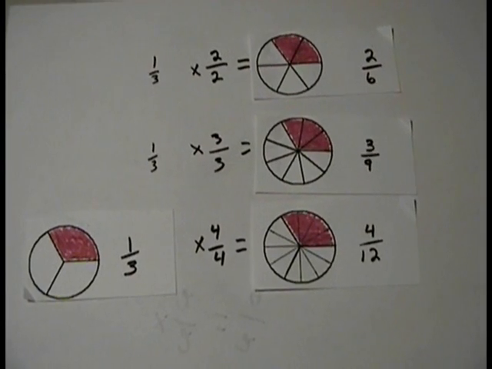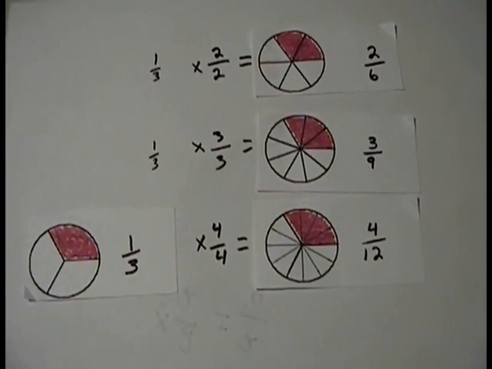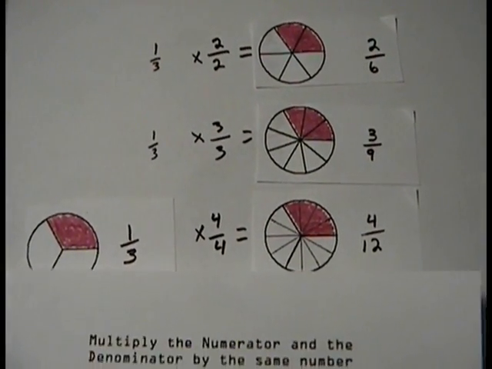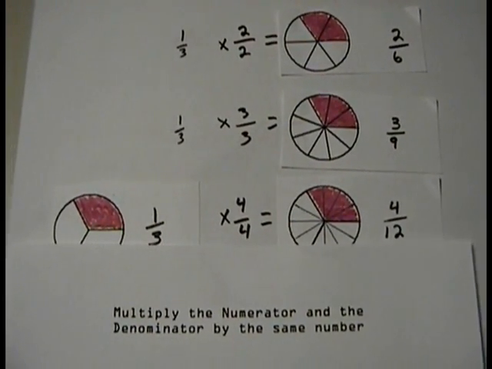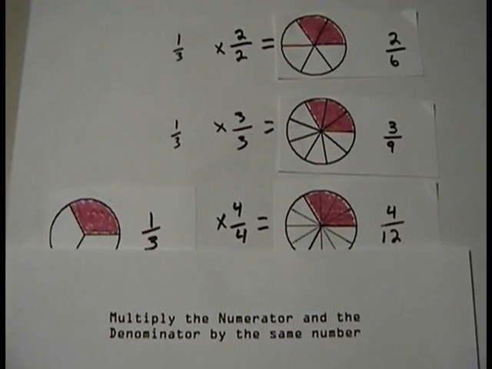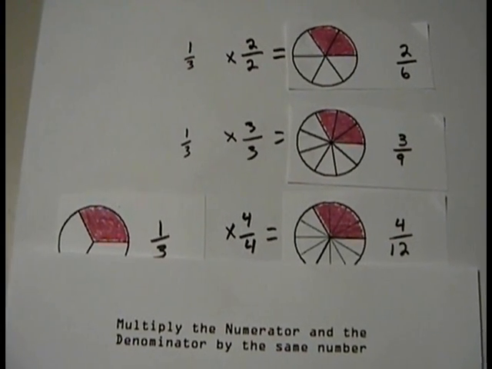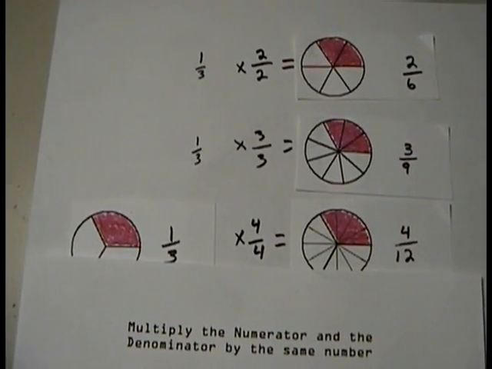So remember, the next time you need to create an equivalent fraction, you need to follow one simple rule. Multiply the numerator and denominator by the same number. You'll create an equivalent fraction and you won't change its value.